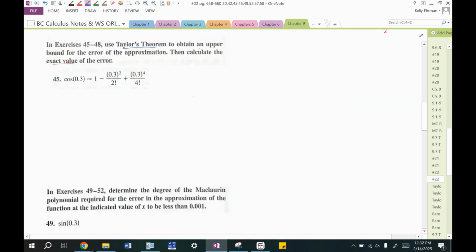Use Taylor's theorem to obtain an upper bound for the error of the approximation, then calculate the exact value of the error. So it looks like a fourth order polynomial has been used to approximate cosine of 0.3. And it looks like the center is 0 because this just says 0.3 squared. It doesn't say 0.3 plus or minus some other number. All right, so how do I find an error for a P4?